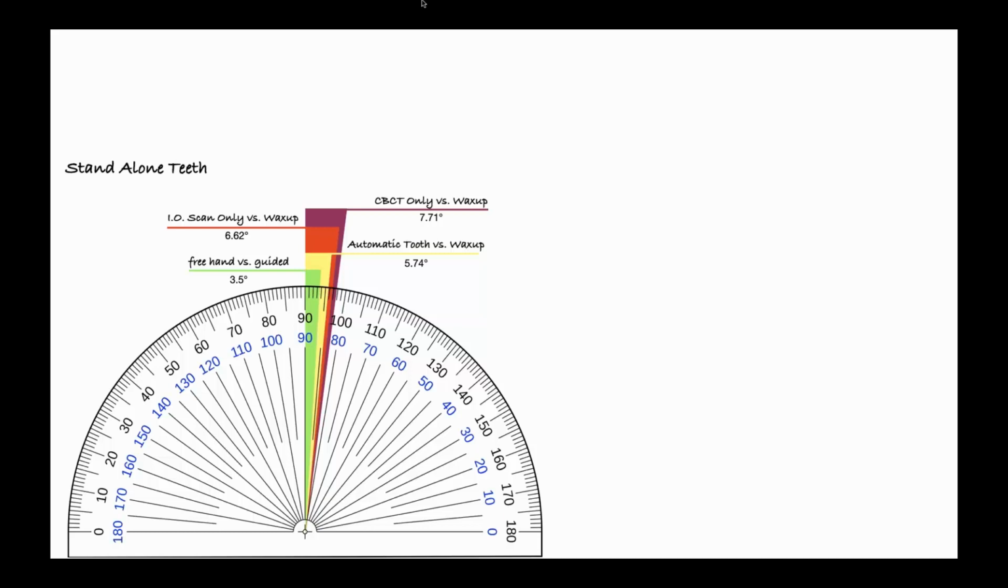So 5, 6, 7, almost up to 8 degrees of at least angulation deviation for standalone teeth. I think in cases like that, it's almost critical that you have a full diagnostic wax up.